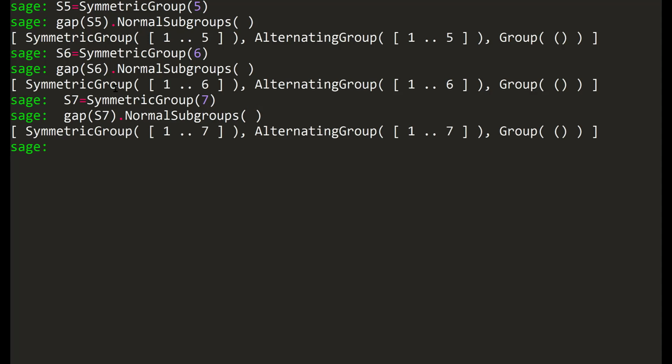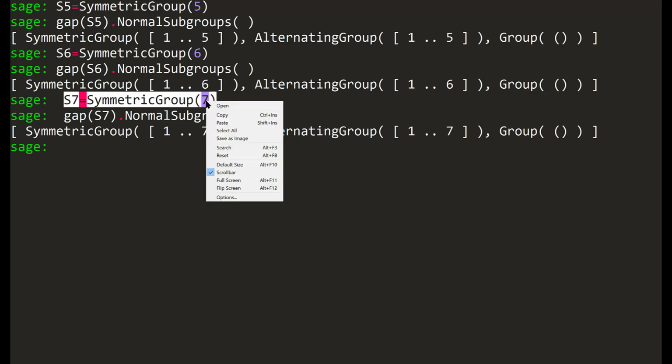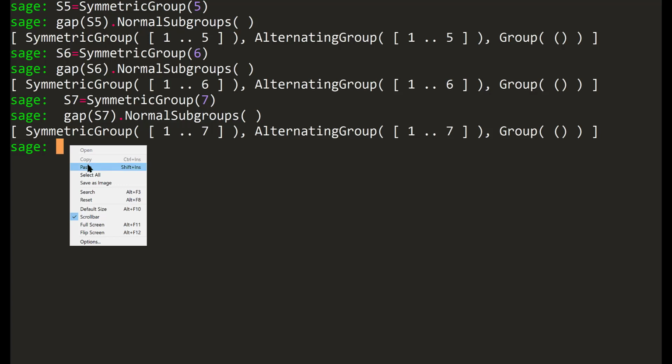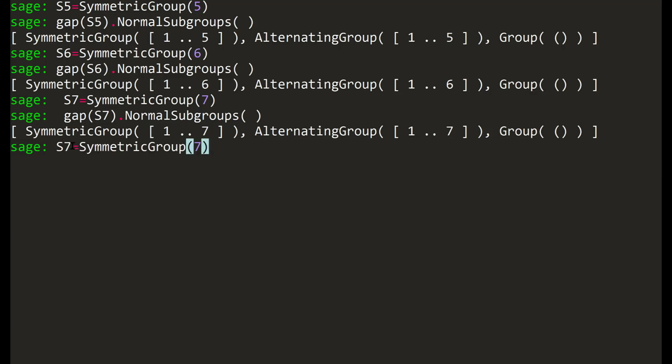So let's make a big jump. 7 was a prime. Let's take something which is not a prime. Let's take something like 24. So here we have 24.